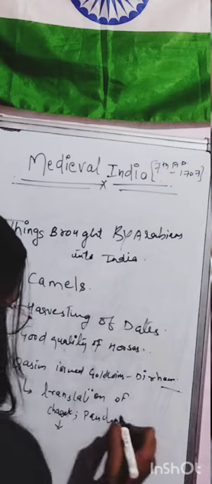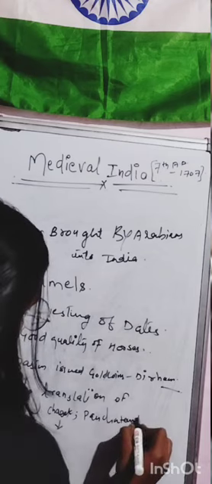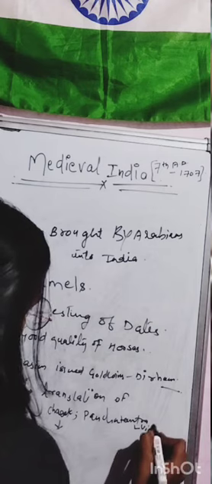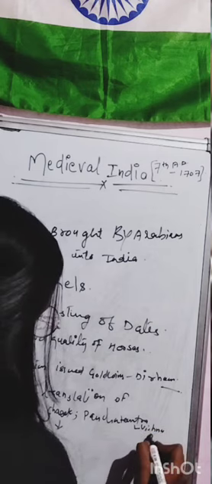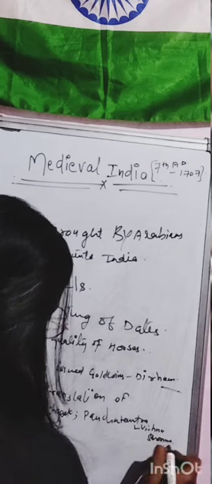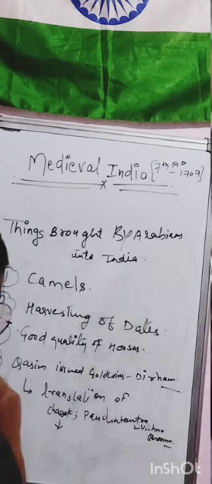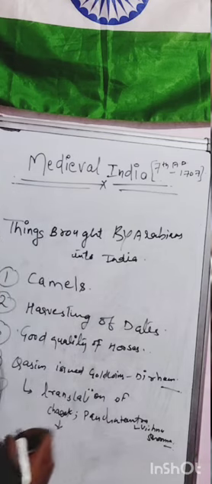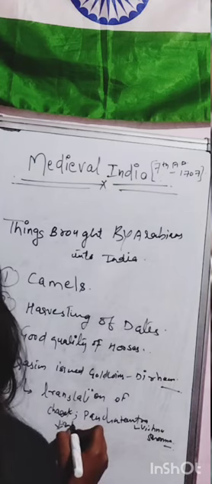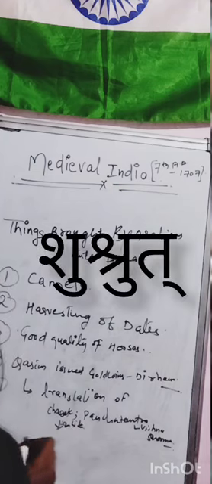Charak was written by whom? Panchatantra was written by Vishnu Sharma. And Charak was written by whom? You have to tell me. Charak Samhita.